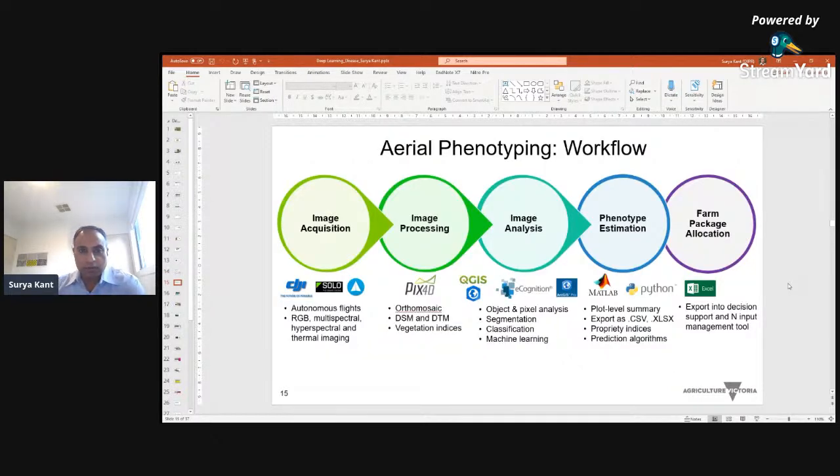Aerial phenotyping data acquisition is really easy, but how to analyze and process the data in a sensible way is the key thing. You start with image acquisition using different UAVs and sensors, and then we process those images mostly in the Pix4D software and analyze them to have the estimation at plant level or plot level in different GIS software or object-based identification software. And then we estimate those phenotypes.